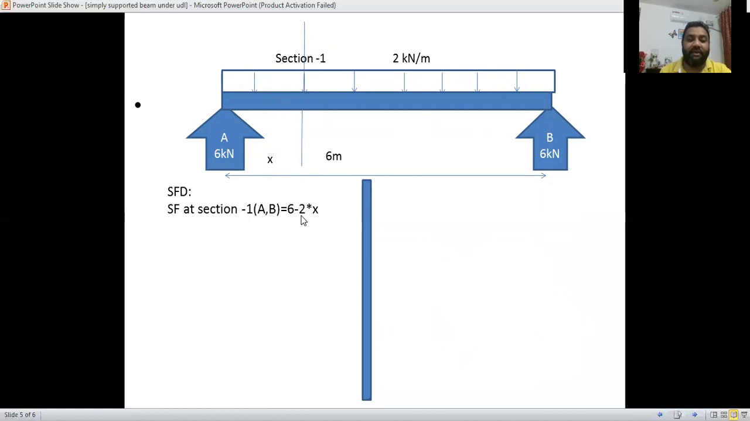If I put the value of x as 0, then I will get the shear force at the point A, and that is equal to 6. If I put x is equal to 6, then I will get the shear force at the point B, that is equal to minus 6.